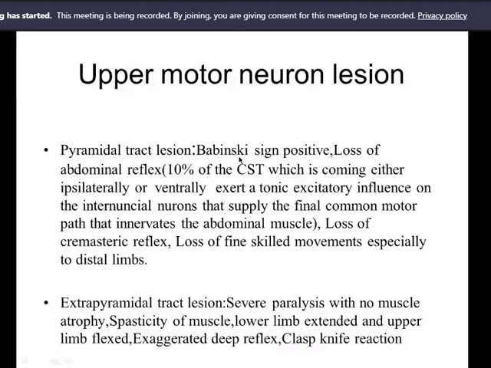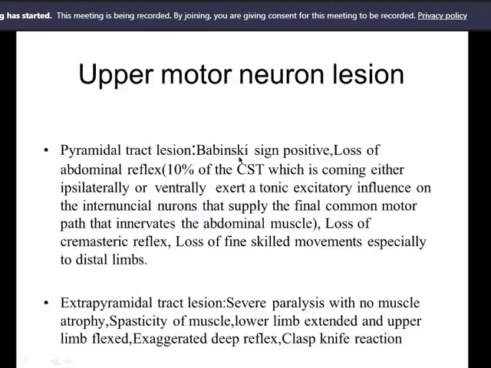Right? And there is loss of abdominal reflex, because 10% of the corticospinal tract, CST, which is coming either ipsilaterally or ventrally, exerts a tonic excitatory influence on the internuncial neuron. Internuncial means in-between neurons, small neurons that supply the final common neuron path that innervates the abdominal muscle.